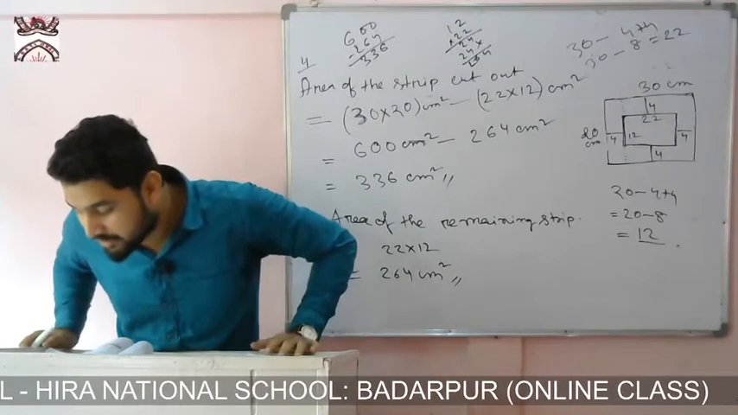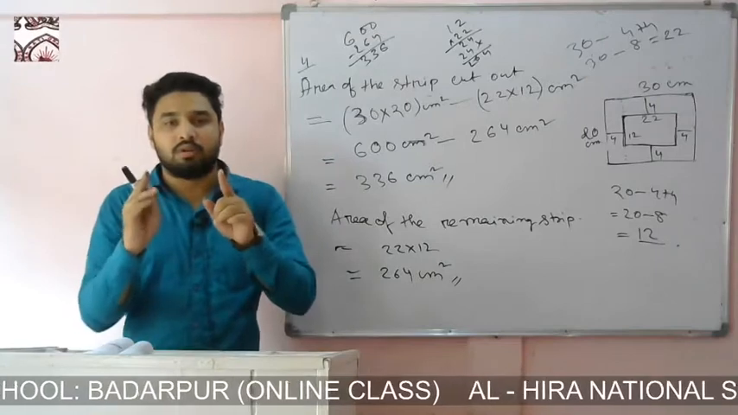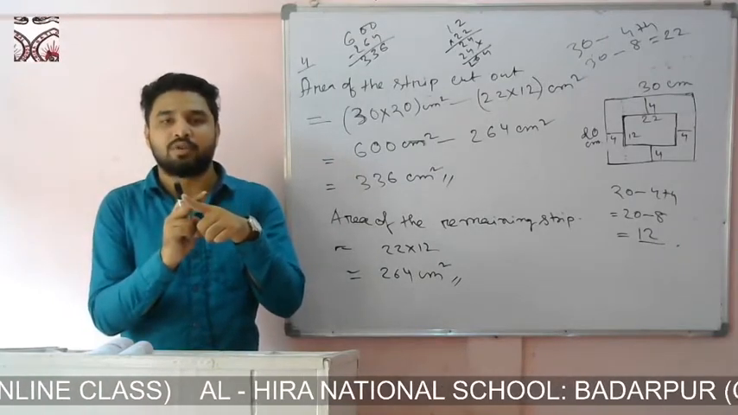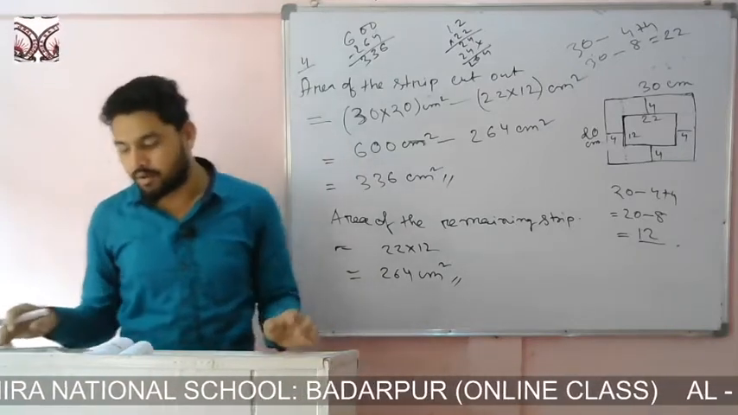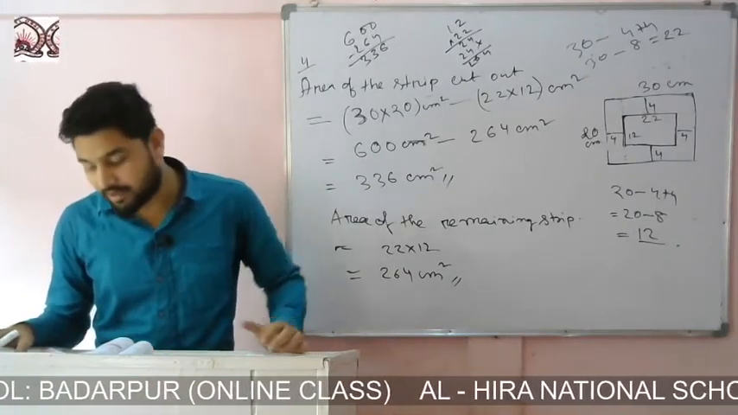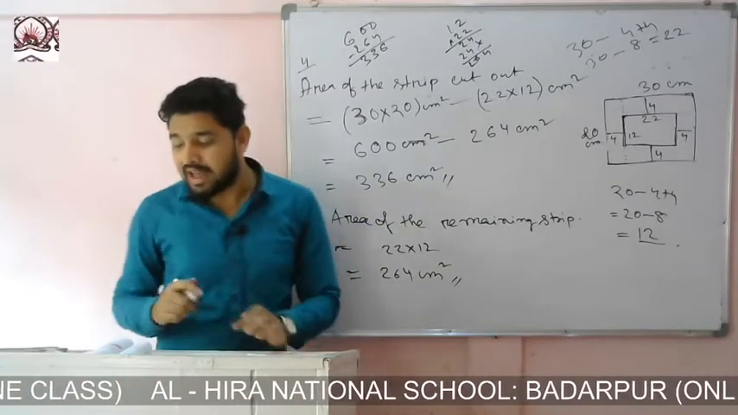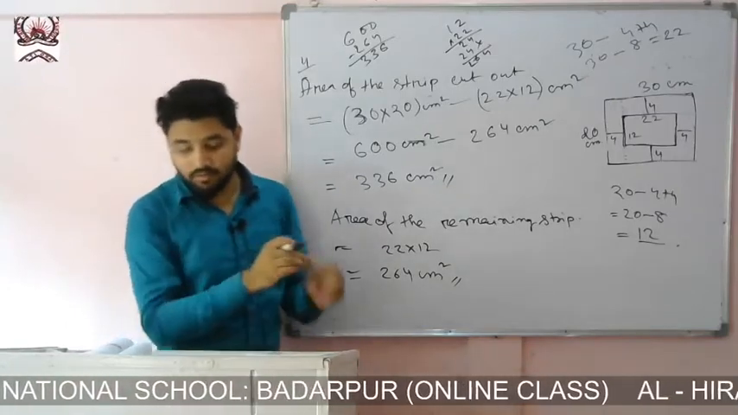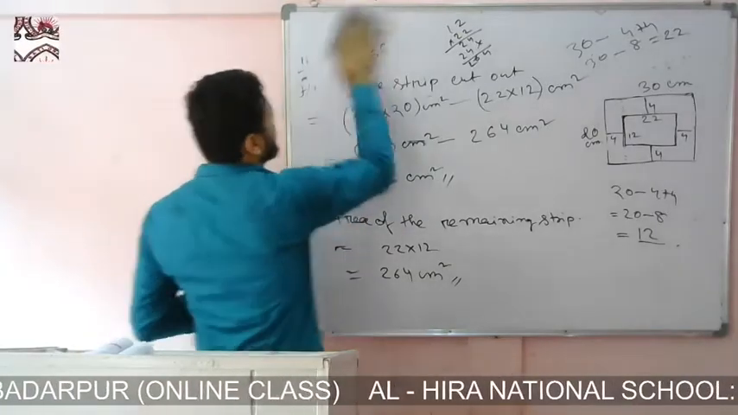At right angles to each other. That means the two roads are at right angles to each other. That means one and another are perpendicular. One is perpendicular to the other. That means each other are perpendicular. So we have to find the area of the crossroad. Question number 5.